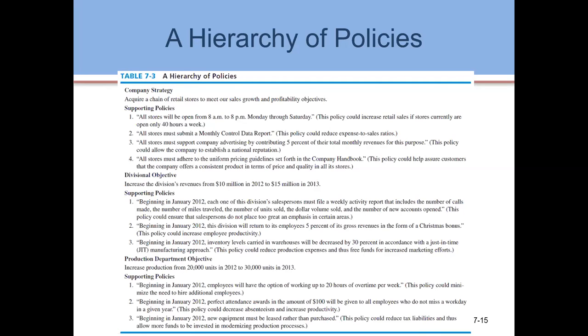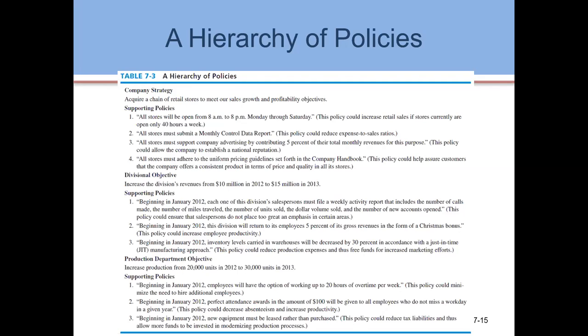Looking at the second supporting policy related to company strategy, all stores must submit a monthly control data report. And the elaboration of that expression is that this policy could reduce expense to sales ratios. Looking at the third company level policy, all stores must support company advertising by contributing 5% of their total monthly revenues for this purpose. And this policy could allow the company to establish a national reputation.